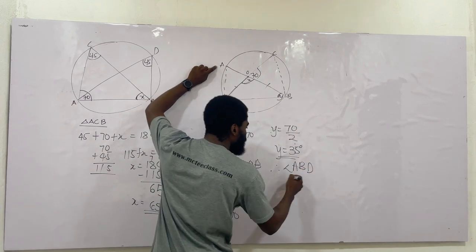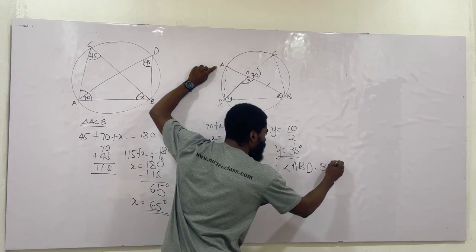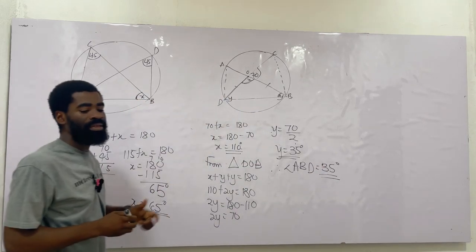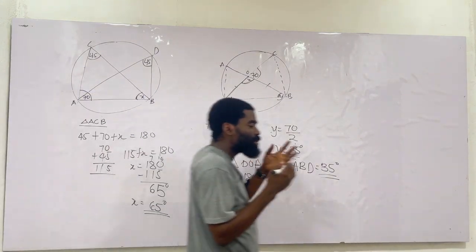This angle, therefore, angle ABD equals what? 35 degrees. I found the angle for them. 35 degrees. Very, very simple way. But you see, when you don't keep the principles, you can't do it.